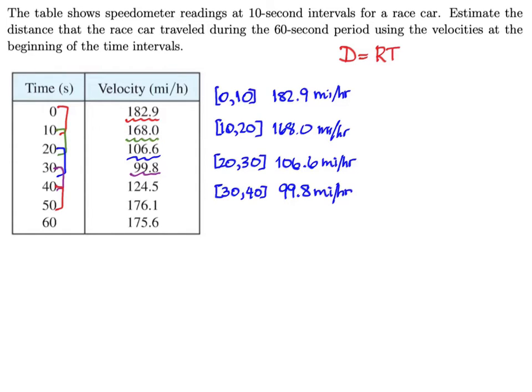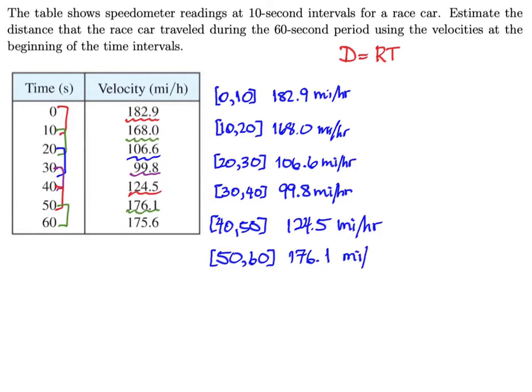The next interval from 40 to 50 seconds, the beginning of that time interval, the speedometer reading was 124.5. And then during the last 10 seconds, from 50 seconds to 60 seconds, we're going to assume that the race car was going 176.1 miles per hour that entire time. Even though that was just the reading at the beginning of the interval, we're going to use it for the entire interval. And so now we're going to use these mini rates and time intervals to get these mini distances and add them all together.